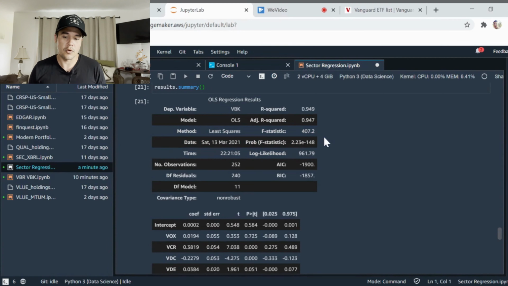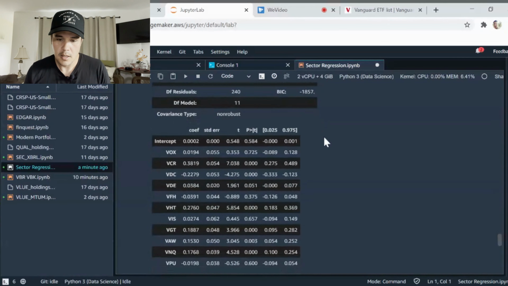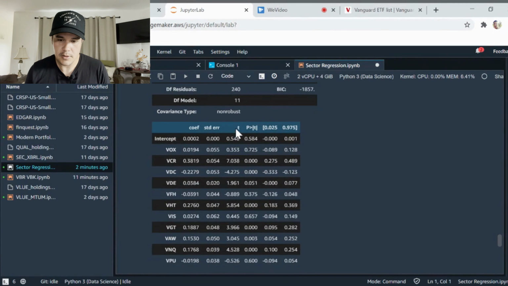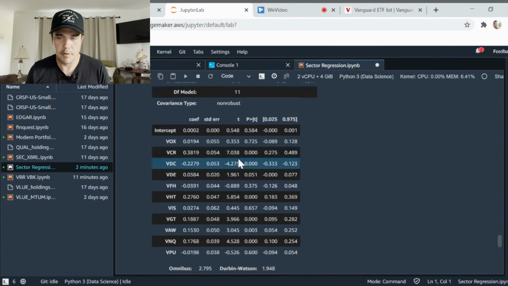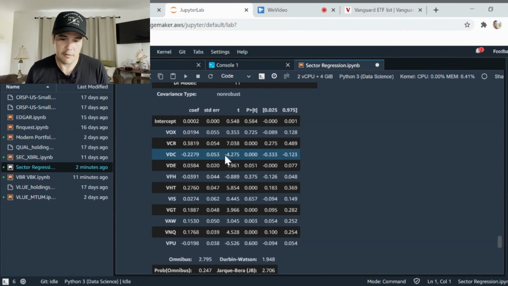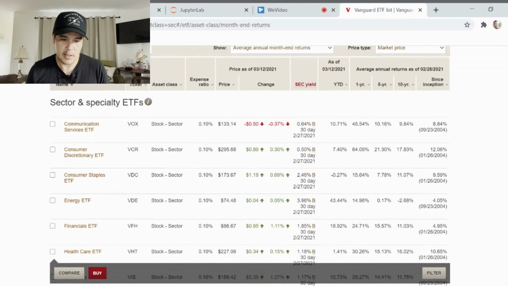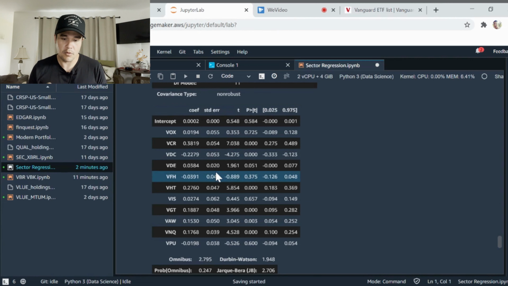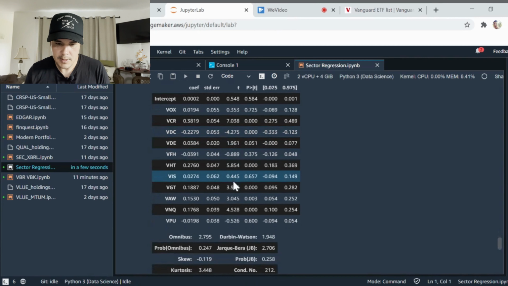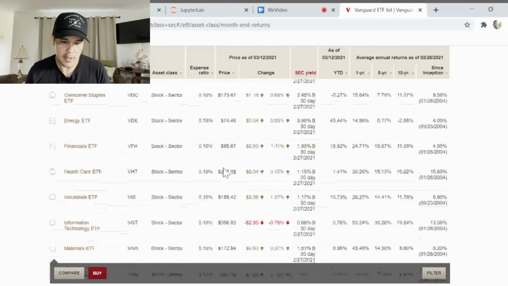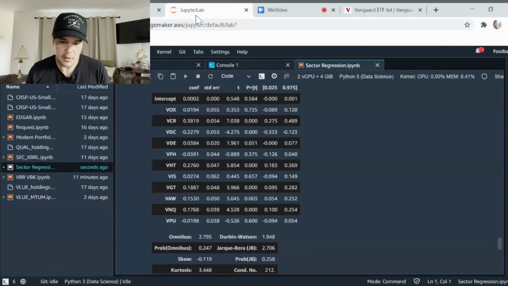In some of my other videos, I talk more about these stats in regression, but now let's take a look at the T-stats. Remember, we want to look for very large T-stats. If you're familiar with regression, you already know a T-stat of 7 is very large, so that's very significant. So VCR has a very large T-stat. Look at this negative relationship with VDC. VDC again is consumer staples. That's interesting. There's a negative relationship in the small cap growth fund to consumer staples. Now let's test that hypothesis. VGT is our information technology sector. Look how large that T-stat is, 3.9.